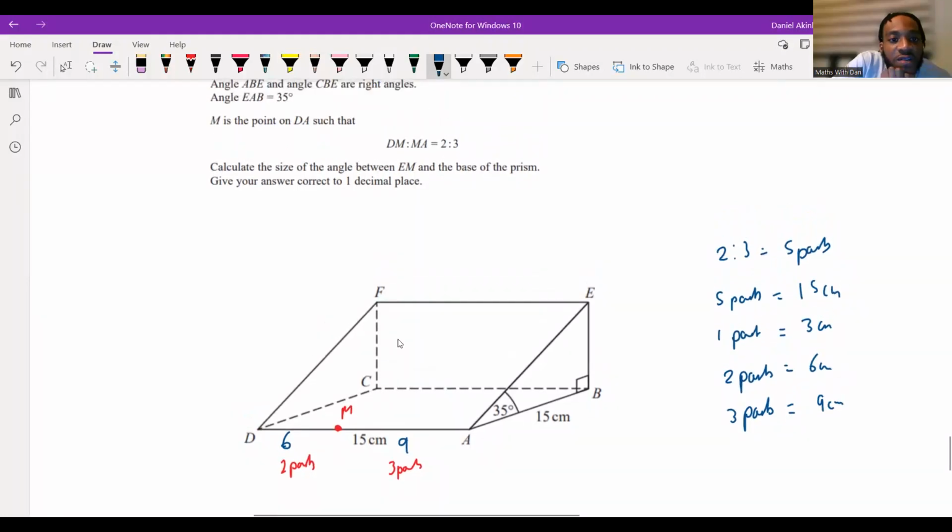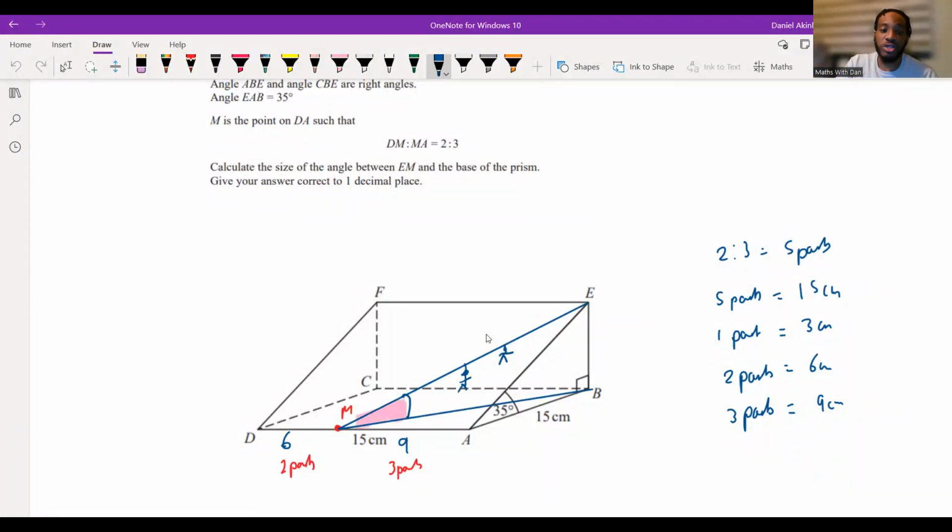Then it says calculate the size of the angle between EM and the base of the pyramid. Let me just get my other laptop and do the line. So EM is like here. And the base, if I need to make an angle, it would have to be the line that goes diagonally across like this. Just imagine he's zip lining through this line here. The angle created will be here. It's the angle between EM and the base, so it's this angle that they're looking for.